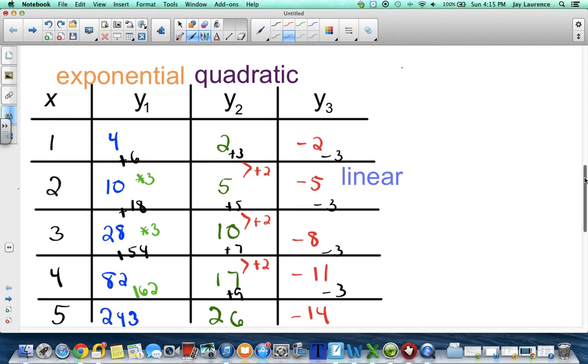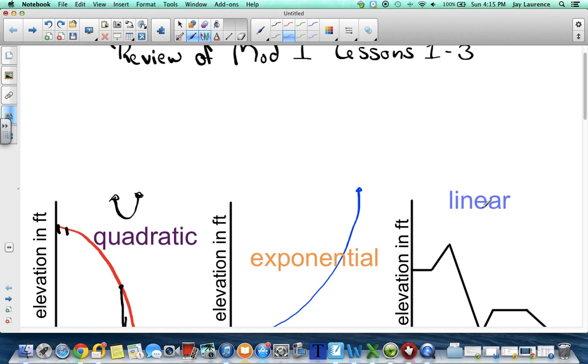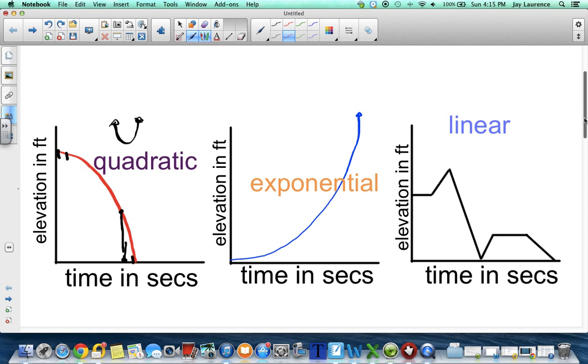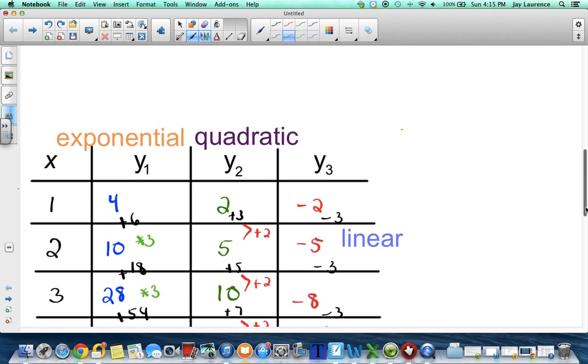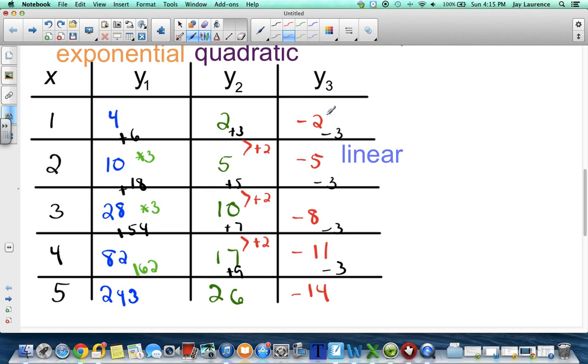All right, so here's what they look like. This was linear piecewise, this was exponential, and that was quadratic on the left. And then their tables, the linear pattern on the right, is changing by the same amount every time. It might be plus 6, plus 6, plus 6, plus 6. The quadratic is changing by 2 more each time. 3, 5, 7, 9, 11, etc. Could be 2, 4, 6, 8, 10, but it's always going to change by 2 on the first difference.